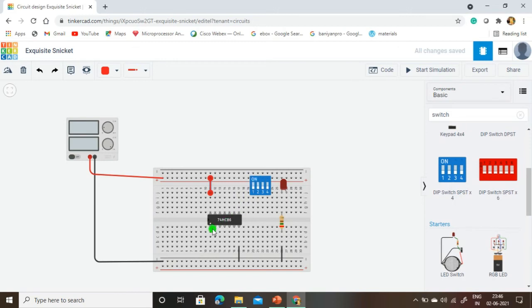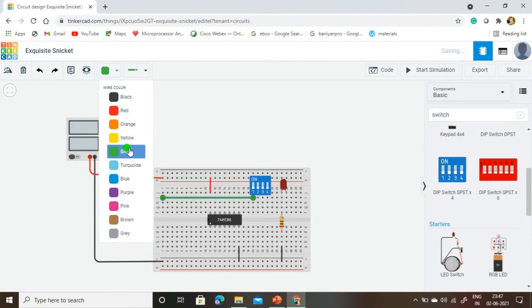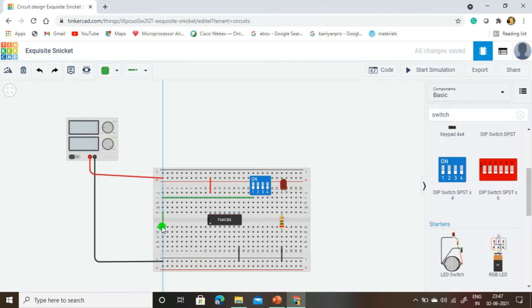The next is we are going to connect the input to here. Okay, this is the first input, from here to here. We are going to change the color of the input wire. Okay, this is the input. This is the first input. Okay, next we are going to connect the next input from the second switch. Okay, this is the second input.